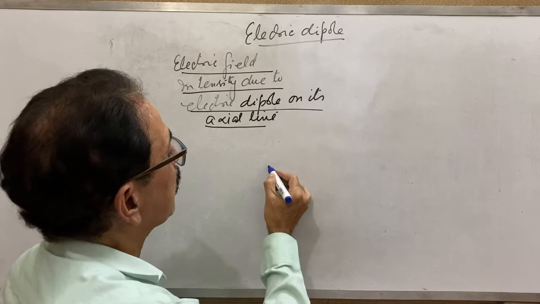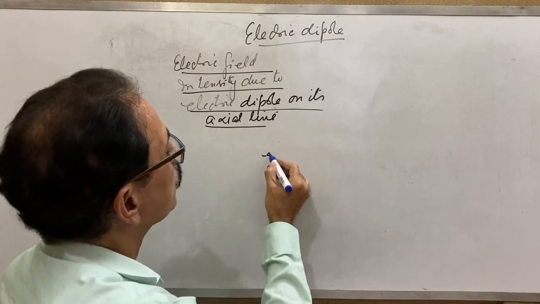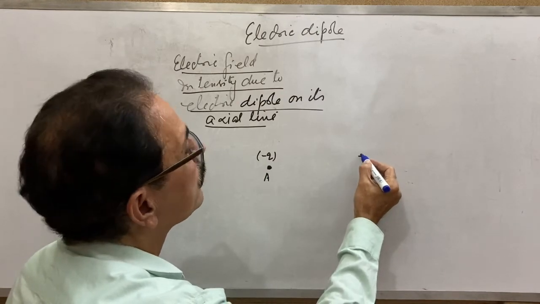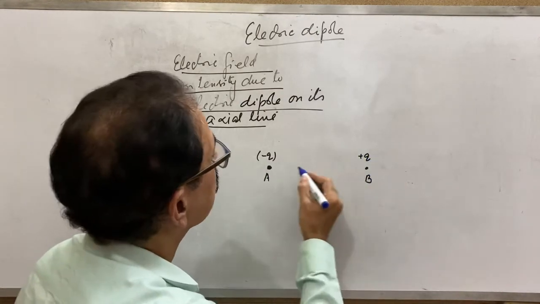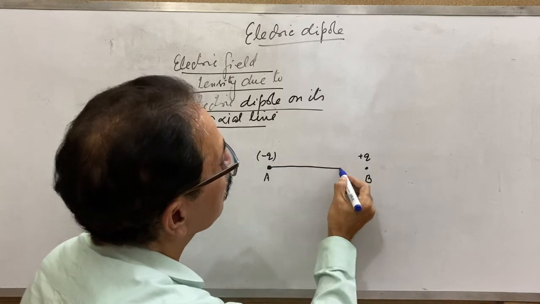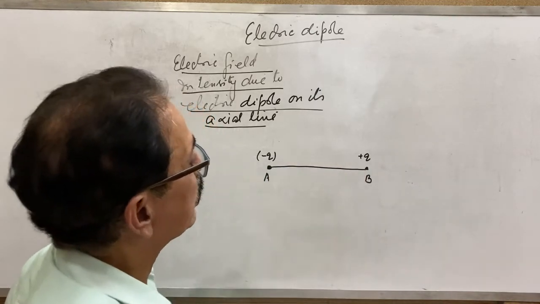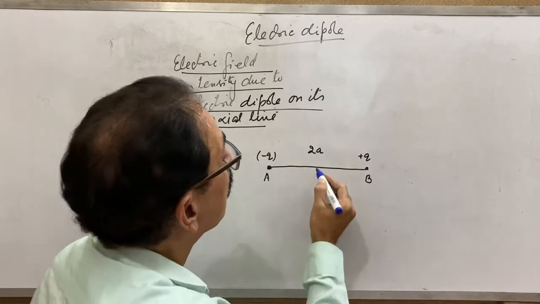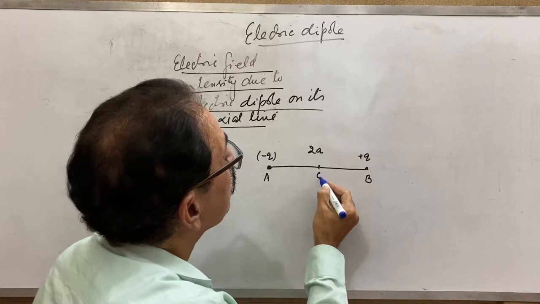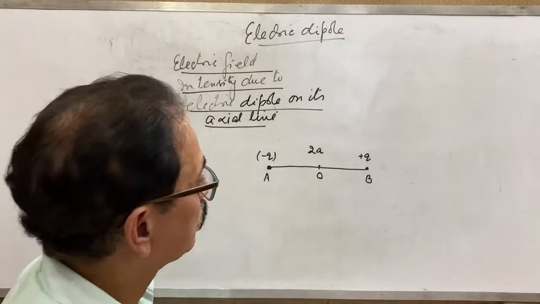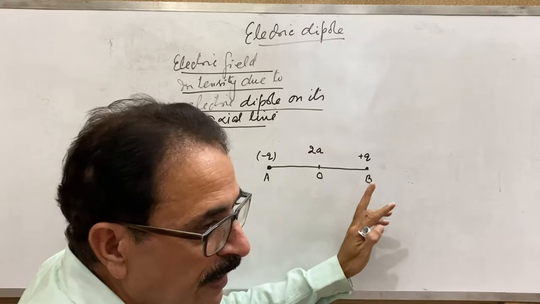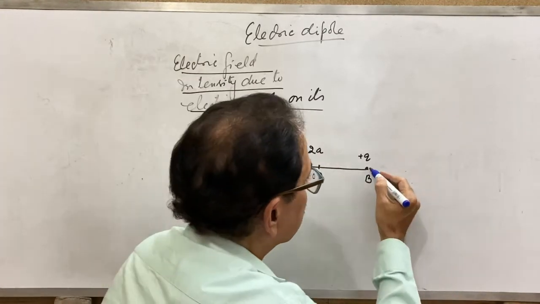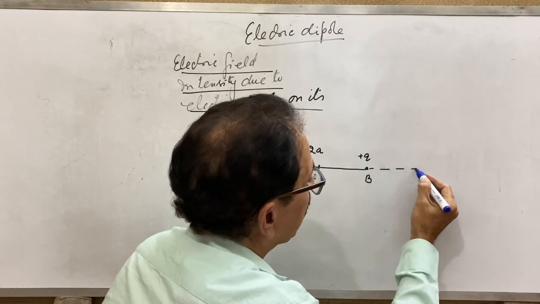Suppose I take here an electric dipole, minus q charge here at A, plus q charge at B. Distance from A to B is 2a. O is the center of the dipole. The distance from A to B is known as dipole length, and O is the center of the dipole. Here is the axial line.